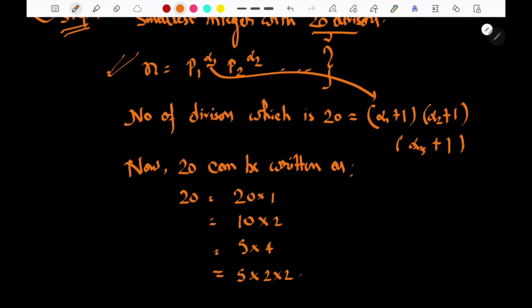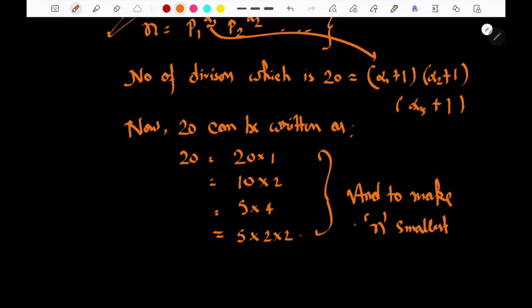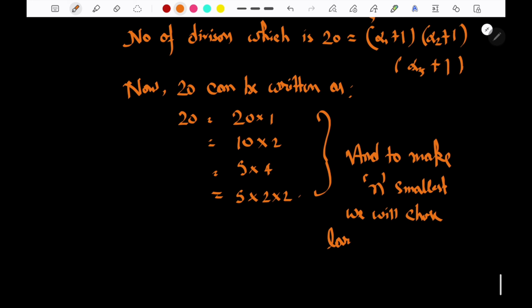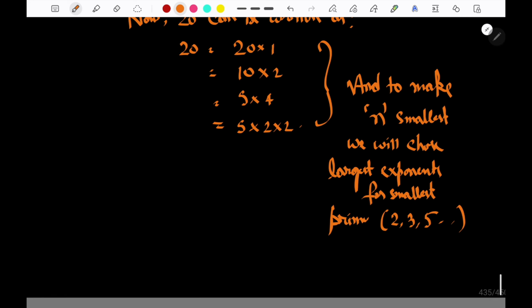Okay. So now, to make n smallest, we'll choose the largest exponents for the smallest primes. Then only can we make it minimum, for the smallest primes, that is 2, 3, 5 and so on. So, case 1.